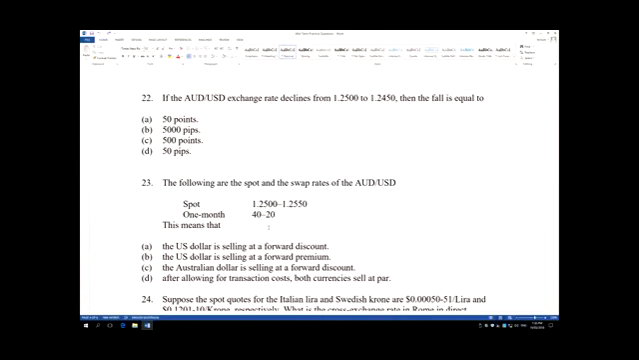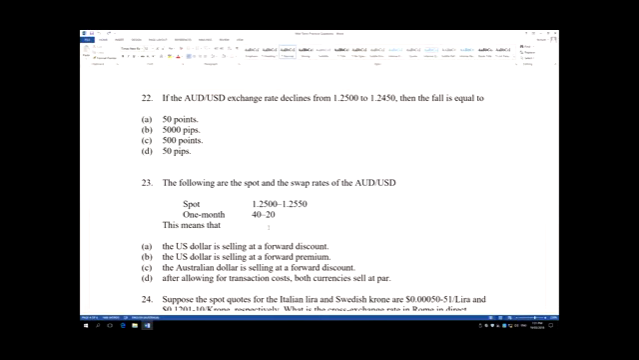So that's 242, and the bid is going to be 0.1201 divided by 0.00051. I've left out a 0 there. Which is 235.49. So the answer is C.